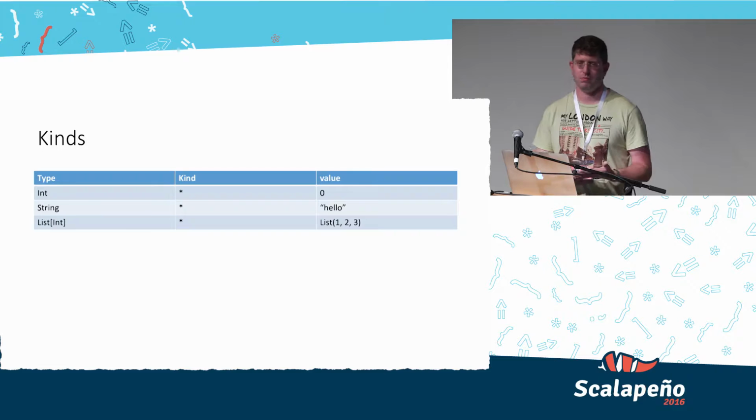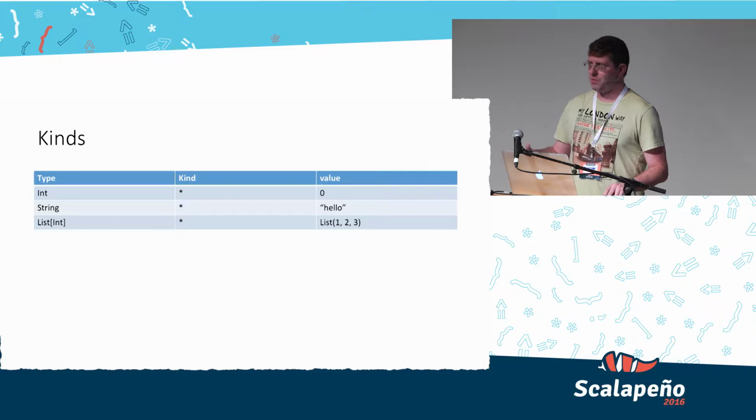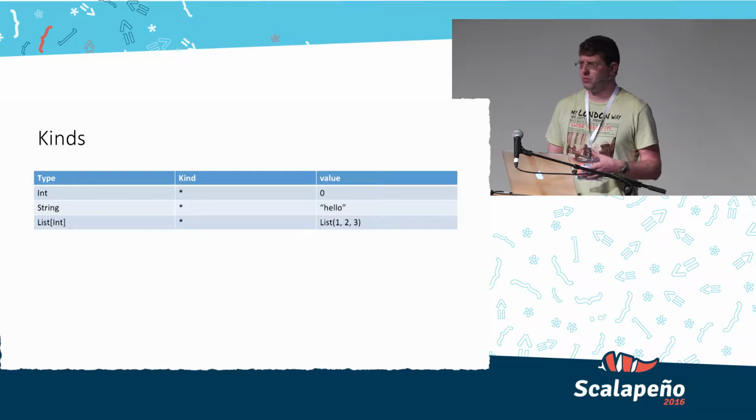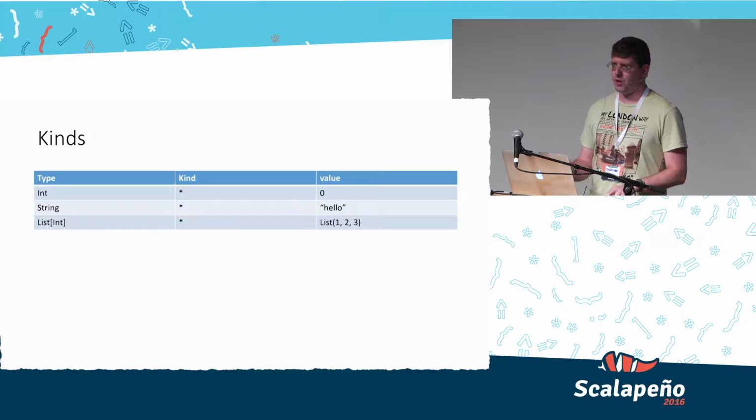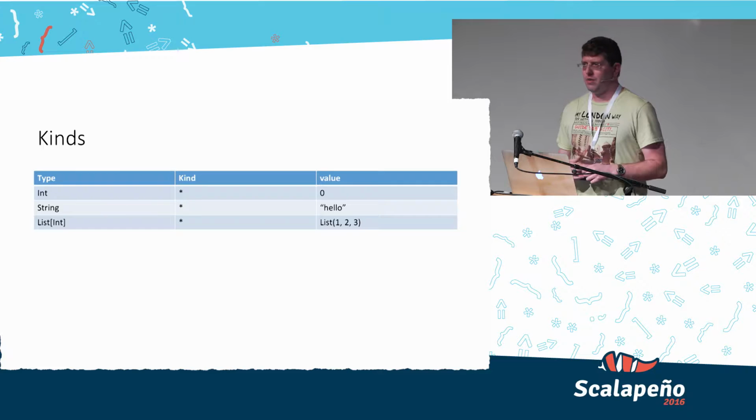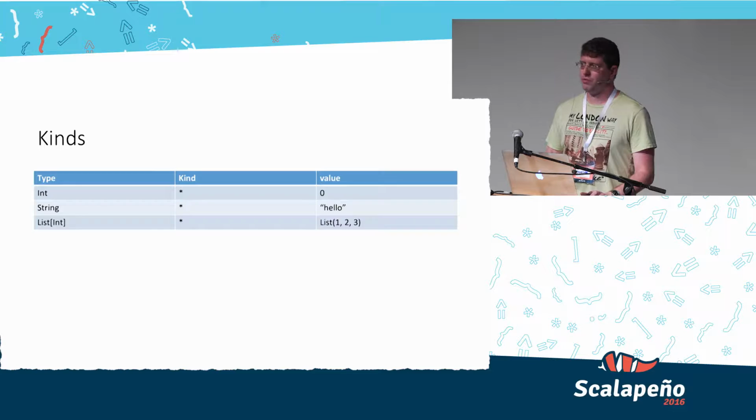So basically, kinds are like types of types. You can think about it this way. And you may ask, what kinds of types are there? The simplest types are the types we all know, things like Int and String. The interesting thing about those types is that they can have concrete values. For example, an Int can have the value of zero, and a String can have the value of hello.